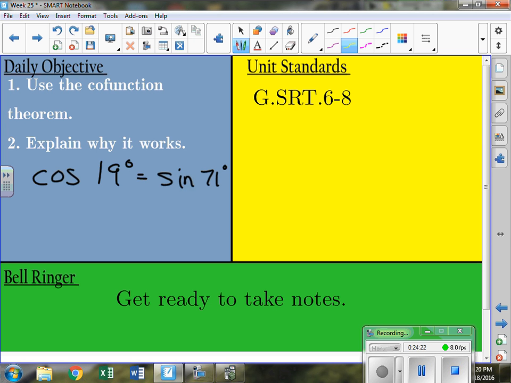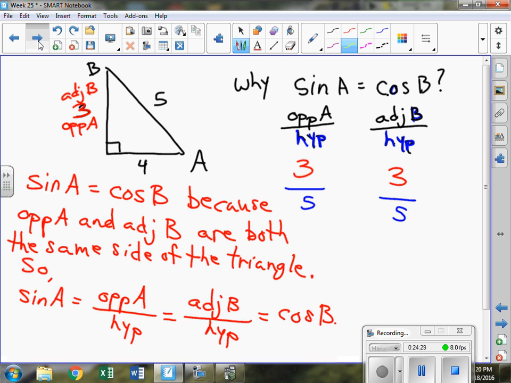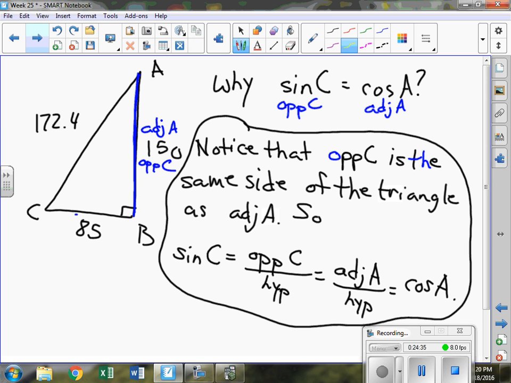And our second objective, explaining why it works, it's just this. This is our explanation. Understanding it's two names for the same side. And we're done.